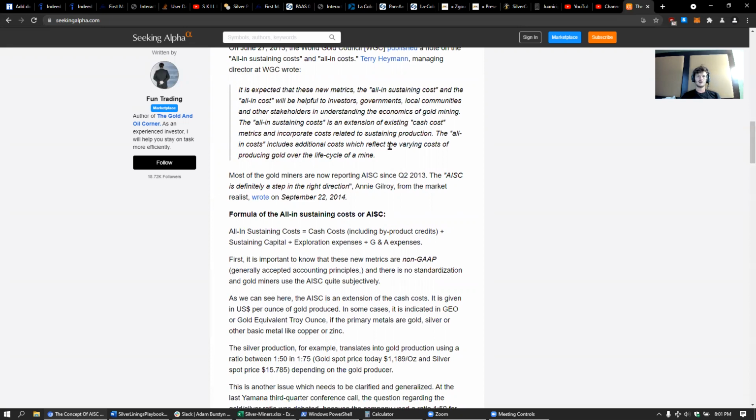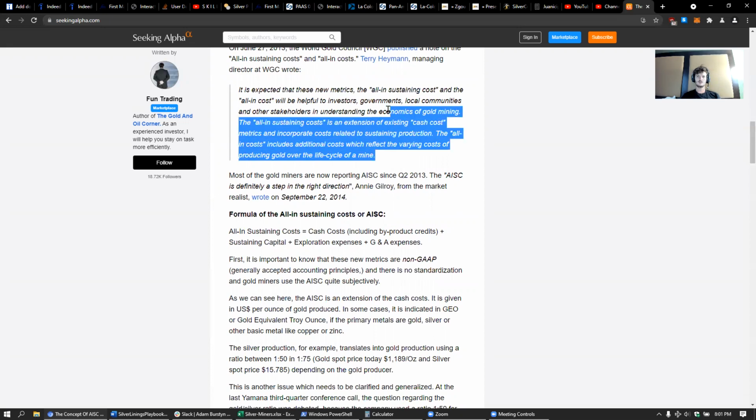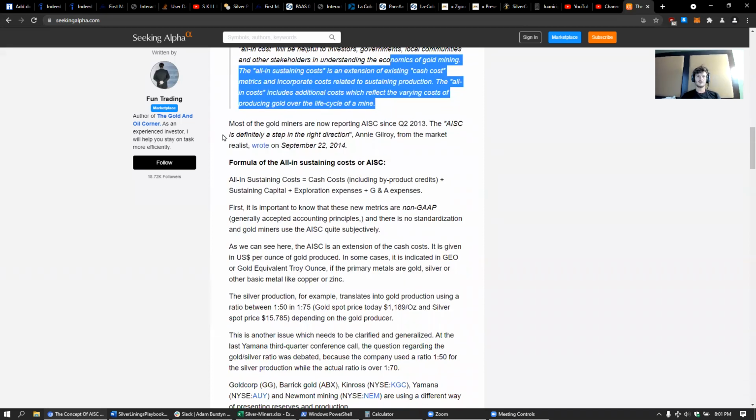Okay. The all-in sustaining cost is an extension of existing cash cost metrics and incorporates costs related to sustaining production. The all-in cost includes additional costs which reflect the varying cost of producing gold or silver or any precious metal, I suppose, over the life cycle of a mine. Okay, so most of the gold miners are now reporting AISC since Q2 of 2013. So I mean, it's 2021.